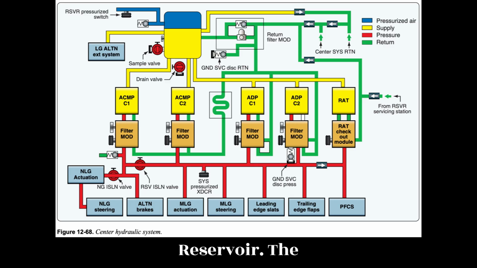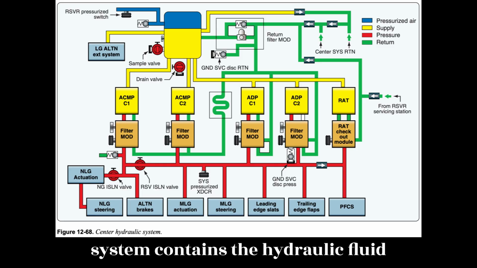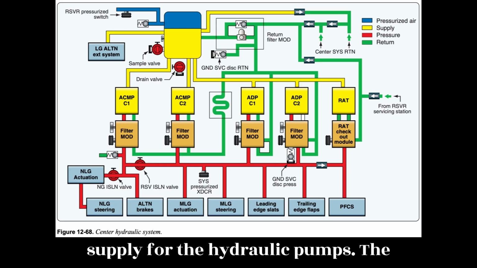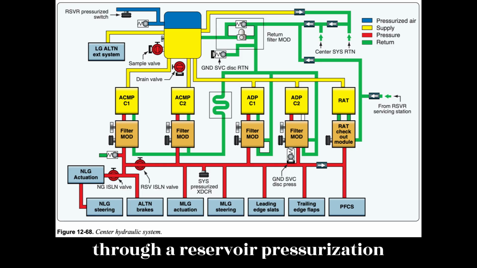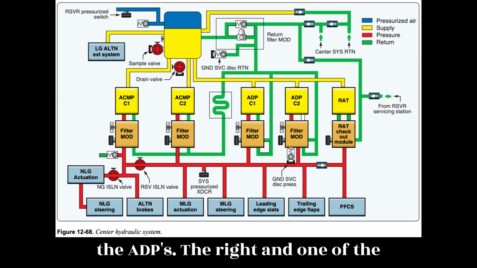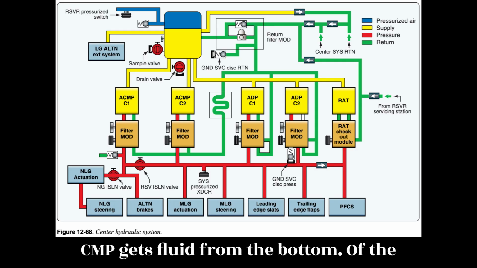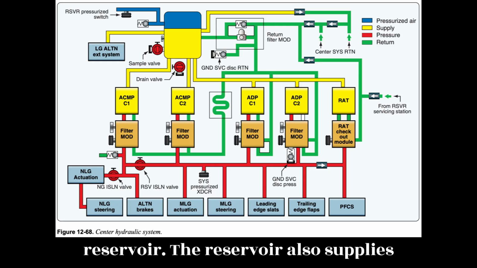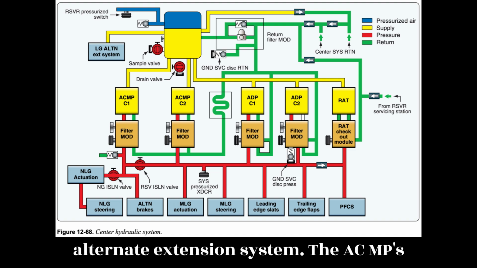Reservoir. The hydraulic system reservoir of the center system contains the hydraulic fluid supply for the hydraulic pumps. The reservoir is pressurized by bleed air through a reservoir pressurization module. The reservoir supplies fluid to the ADPs, the RAT, and one of the ACMPs through a standpipe. The other ACMP gets fluid from the bottom of the reservoir. The reservoir also supplies hydraulic fluid to the landing gear alternate extension system.